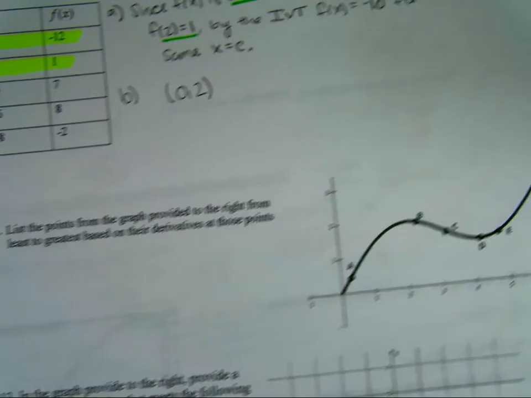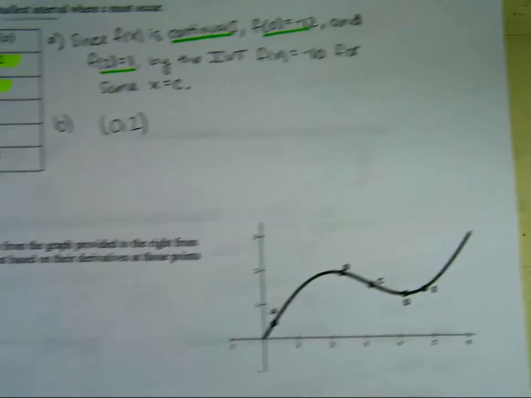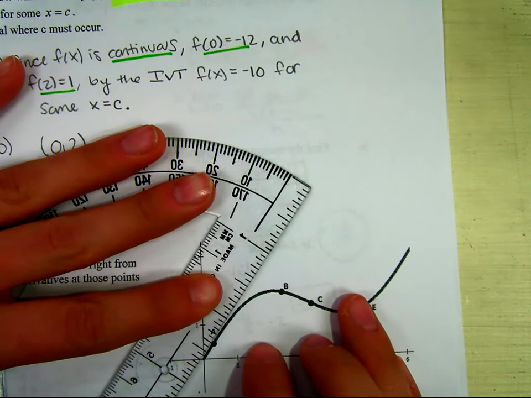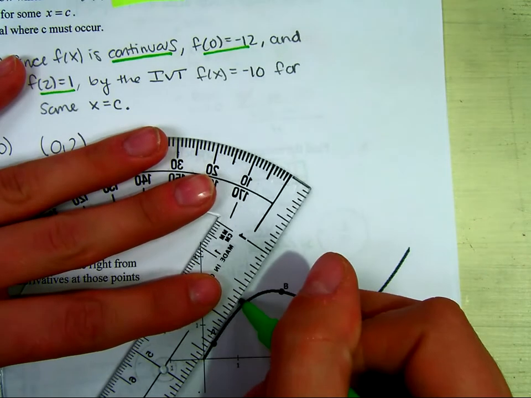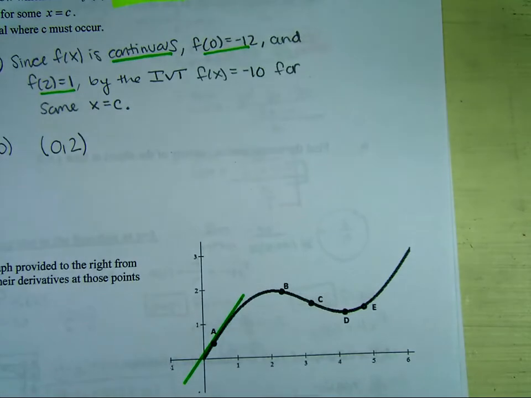All right, for number 12, it says, list the points from the graph provided to the right from least to greatest based on their derivative. So here I would start drawing tangent lines at these. It's probably easiest if you use some sort of straight edge. Remember, a tangent line should only touch the graph at 1 point. So maybe something like this would be the tangent line at A.